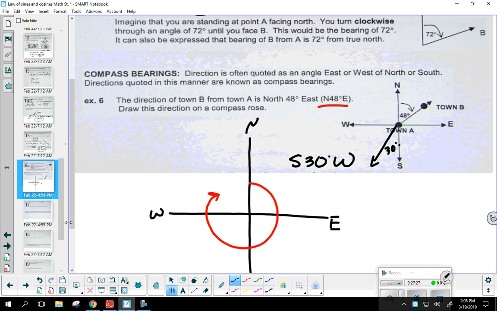So in this case right here, while this measure would be south 30 degrees west, if I wanted to go ahead and write that as a true bearing, then I'd have to start here and rotate all the way around. So what's 180 plus 30? 210. So that would be 210 as a true bearing. But you see how they're the same measurement? So it just depends on what you're using.